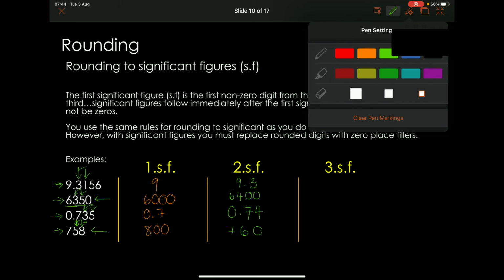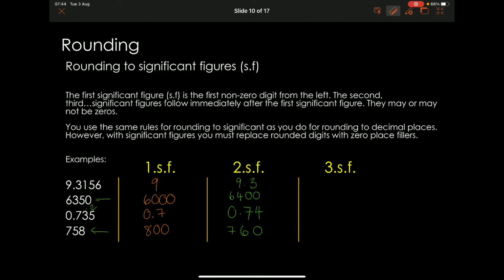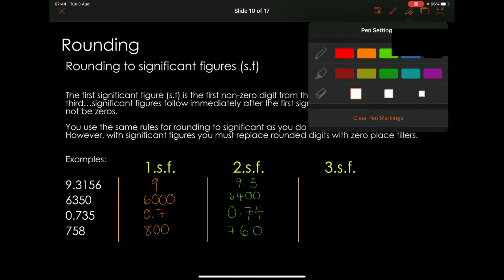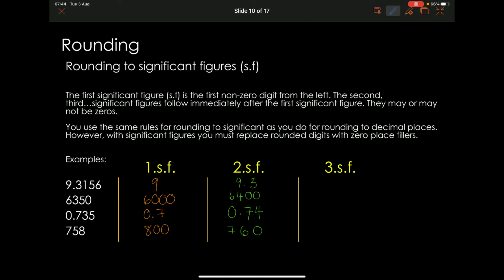All right, finally then, let's look at 3 significant figures. Let me change my colour one more time. Blue. For 3 significant figures, we look at the third digit along. So for this first one, it's the 1. That's our third significant figure. Is that going to remain a 1? If we look at the number next to it, it's a 5, which means that 1 gets rounded up. So it'd be 9.32.